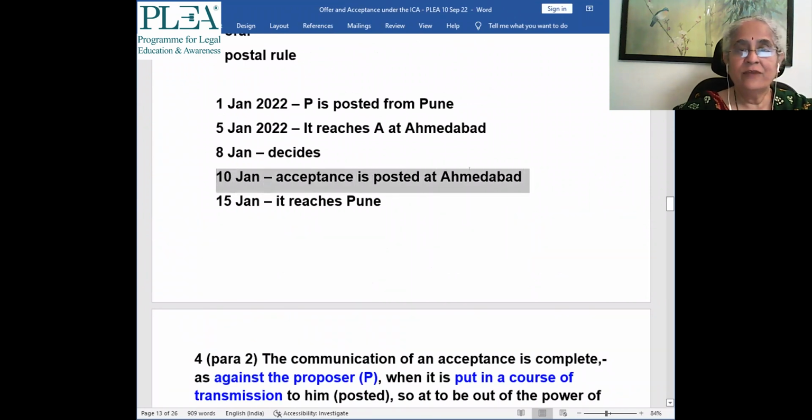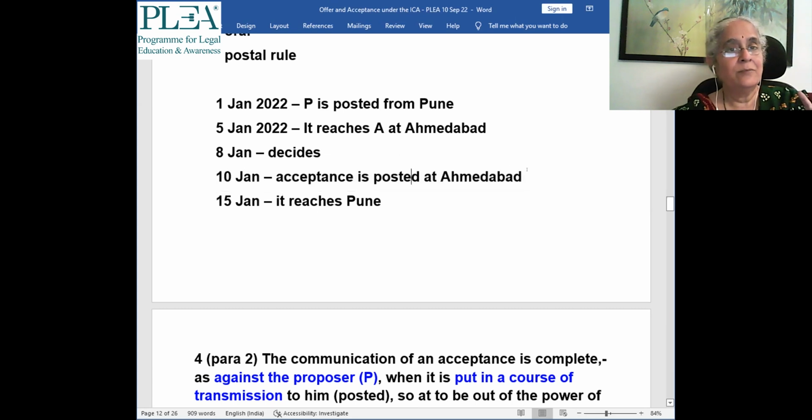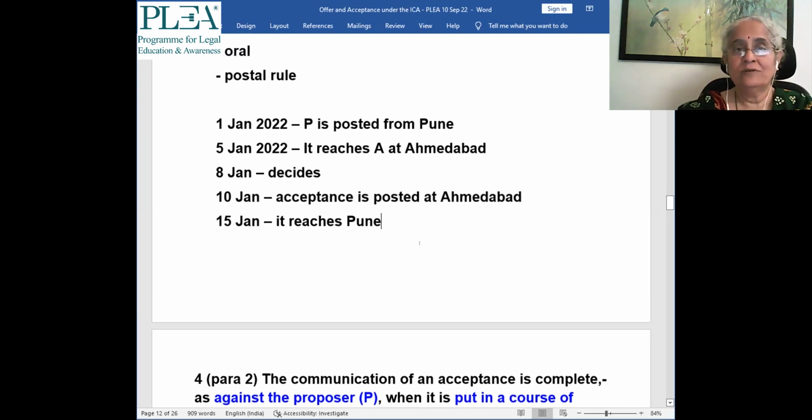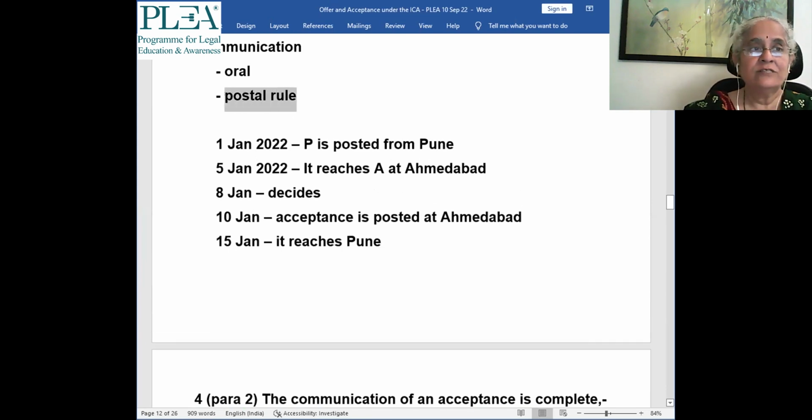This is the date when it is put into a course of transmission, and when it is posted, the post office is supposed to be the agent of the addressee, that is the acceptor, and the post office is not supposed to give back that letter to P. So it has gone out of the reach of P. When it's put into that course of transmission, that is the time as against P, the acceptance is complete. Please remember, the contract has happened here, but P doesn't yet know about it. So he is bound by a contract at least until the 15th, even though he does not know about it. This anomalous rule, very peculiar rule, is referred to as the postal rule.